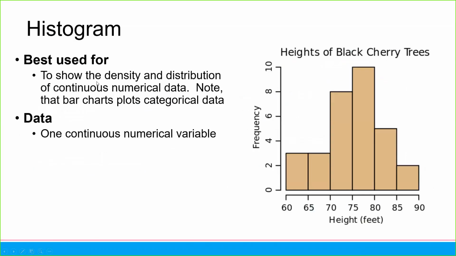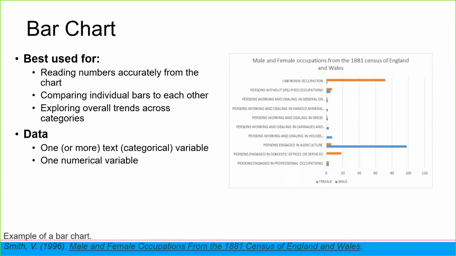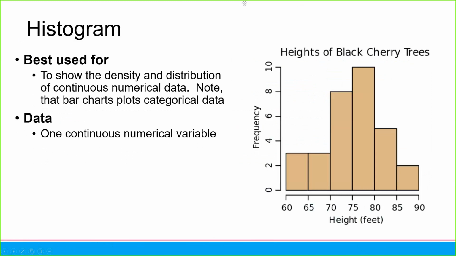Histogram. In the histogram, it is different from the bar chart. What is the difference? In the bar chart, you will plot the categorical, but in the histogram, you will plot the numerical. That's the most significant difference between the bar chart and the histogram.